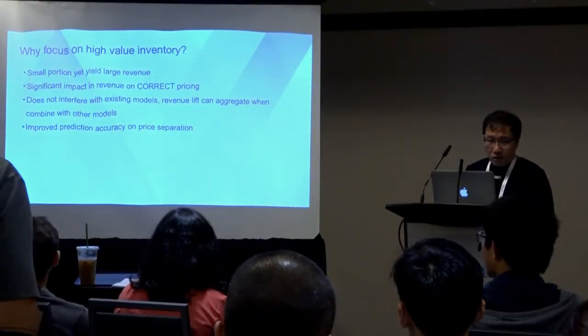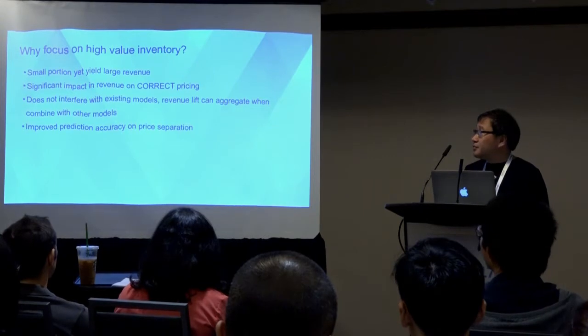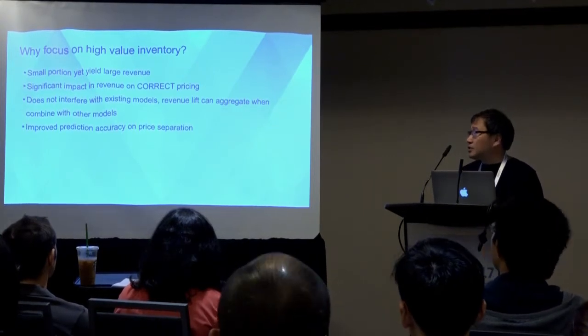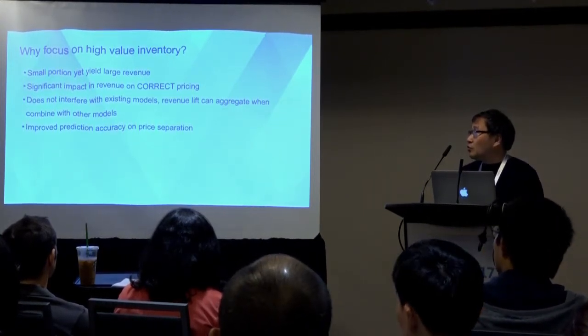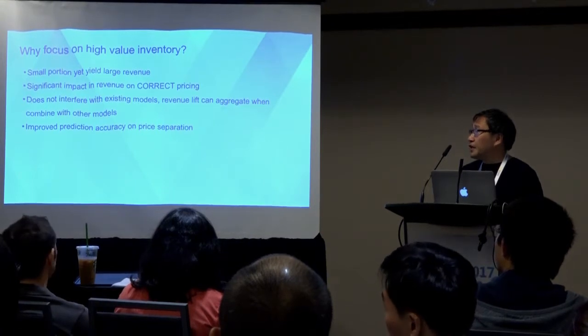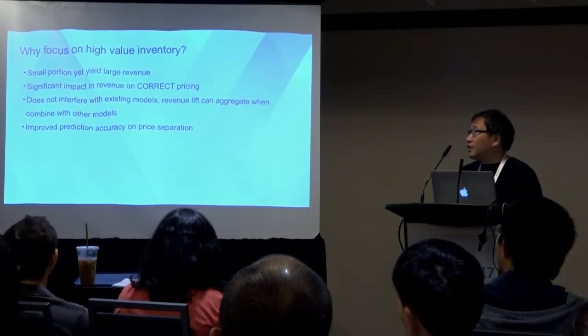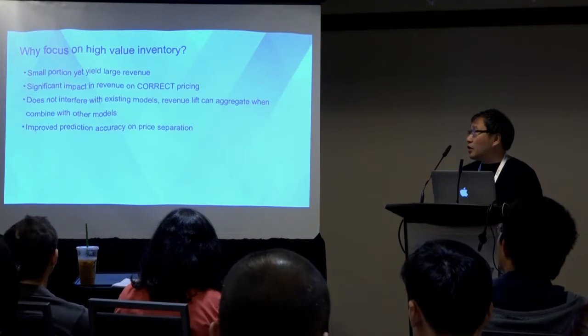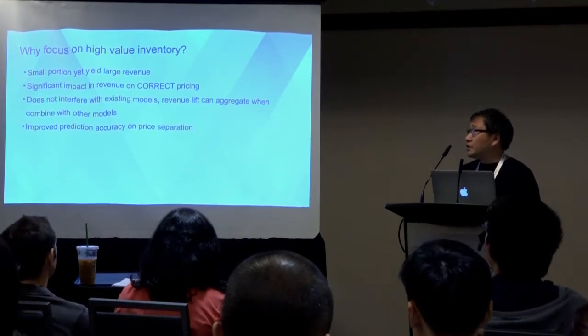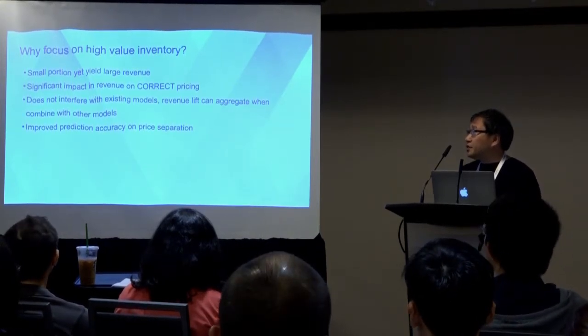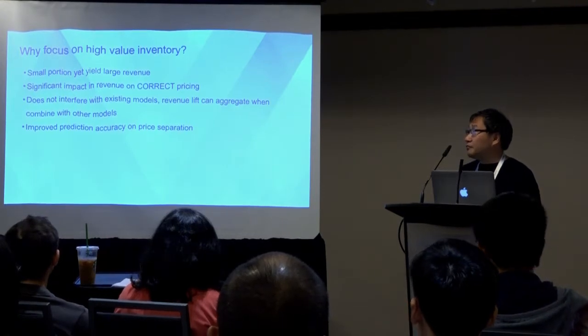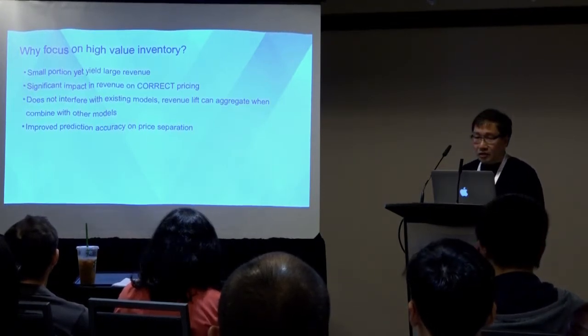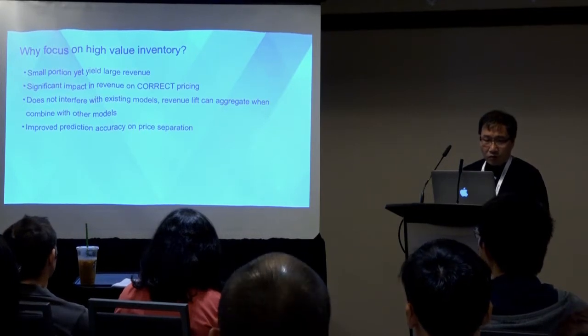So the idea of this paper is that we want to build a classifier to detect the high value inventories. And we also want to build another classifier to detect those inventories where the first price and the second price have a huge gap. Okay, so the motivation here: why do we want to focus on the high value inventory?